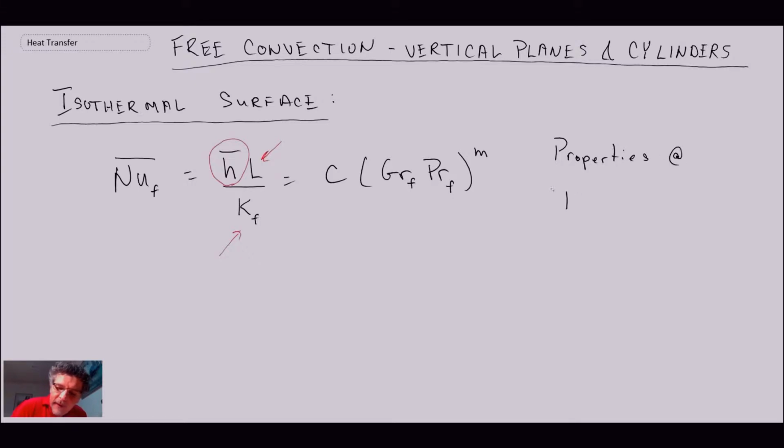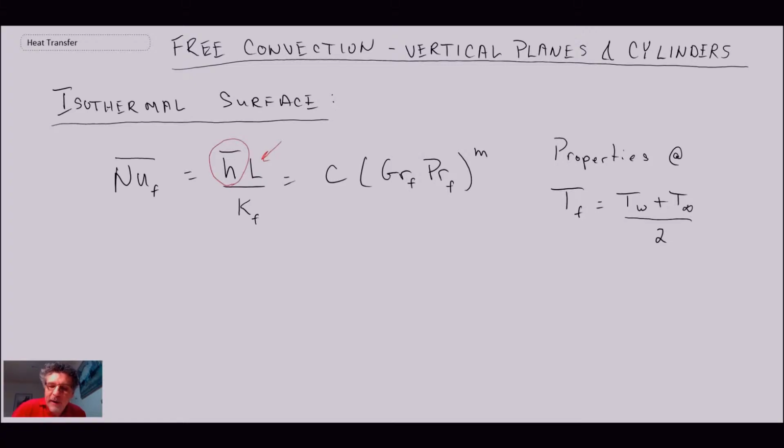at the film temperature, and the film temperature is the wall temperature plus the ambient temperature outside of our heated object, so outside the thermal boundary layer, divided by 2. And that's a common approximation that we saw for forced convection boundary layers as well.